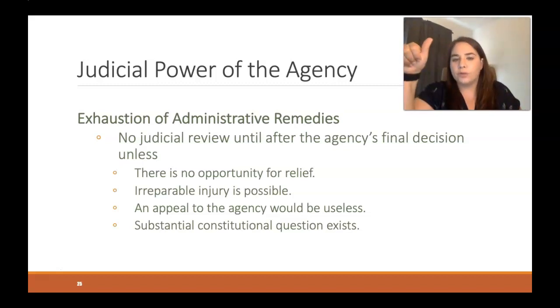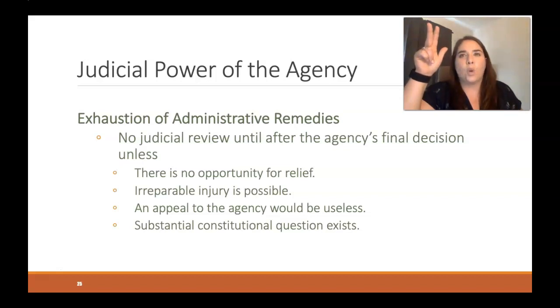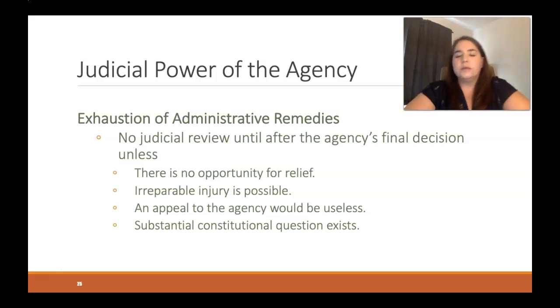There's no meaningful opportunity for relief. You would suffer irreparable injury if you didn't go straight to court. An appeal to the agency would be useless, which it, by the way, never is, absent a showing of some pretty severe fraud or arbitrary and capricious natures. Or there is a substantial constitutional law question in existence as a result of your administrative law proceedings. So, unless you have one of those, you don't get to take it right to a judge, a real judge.